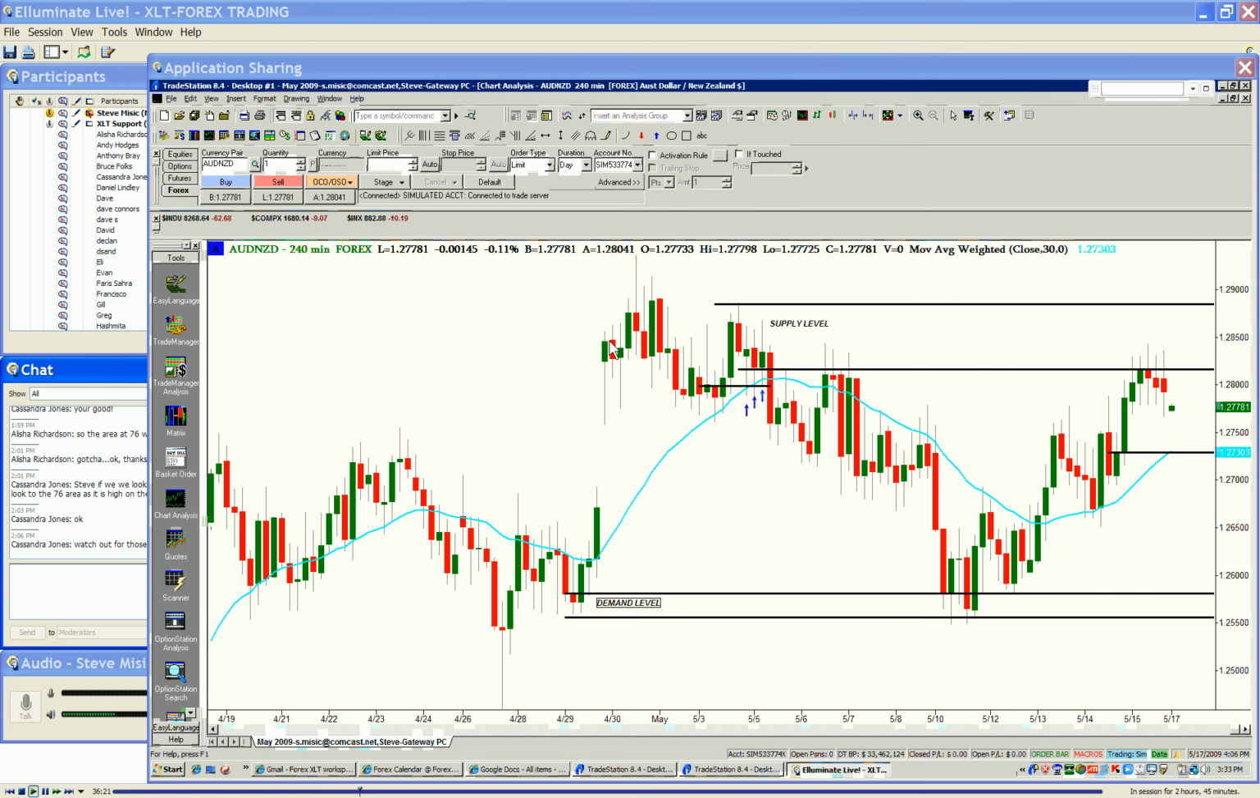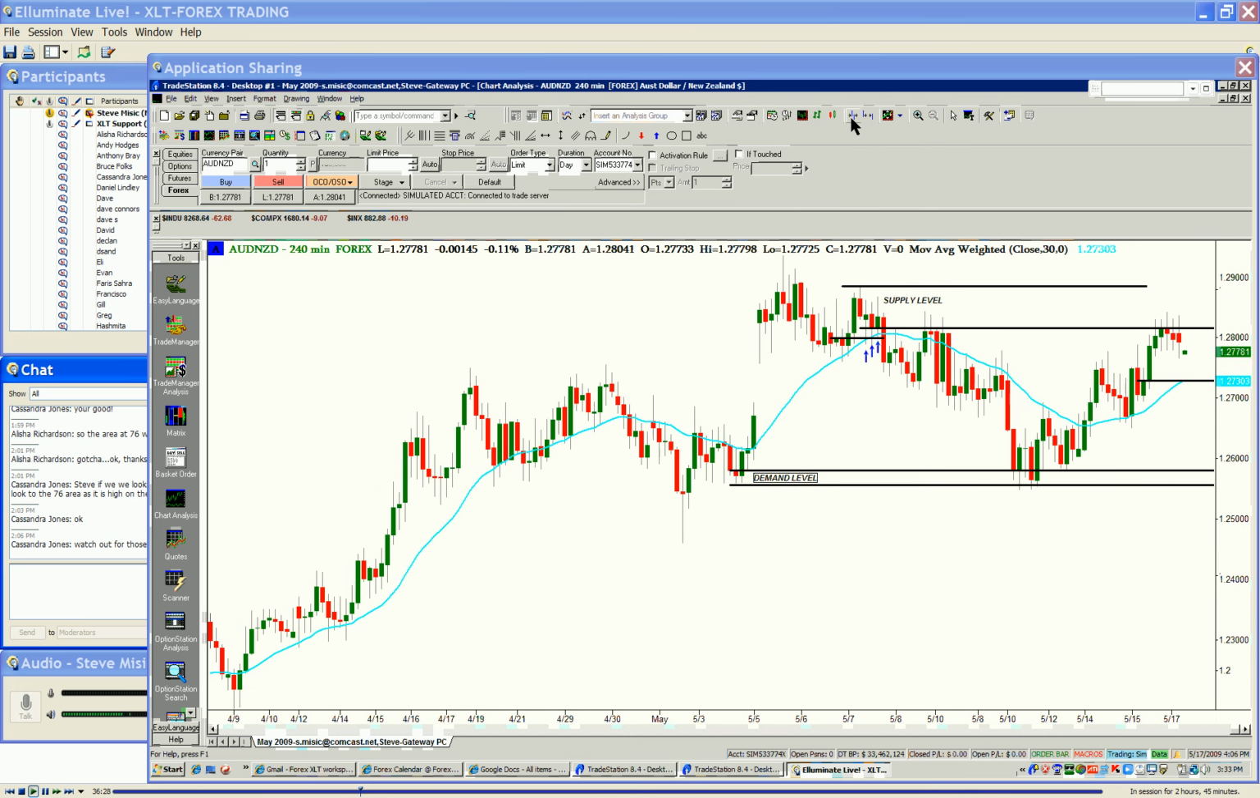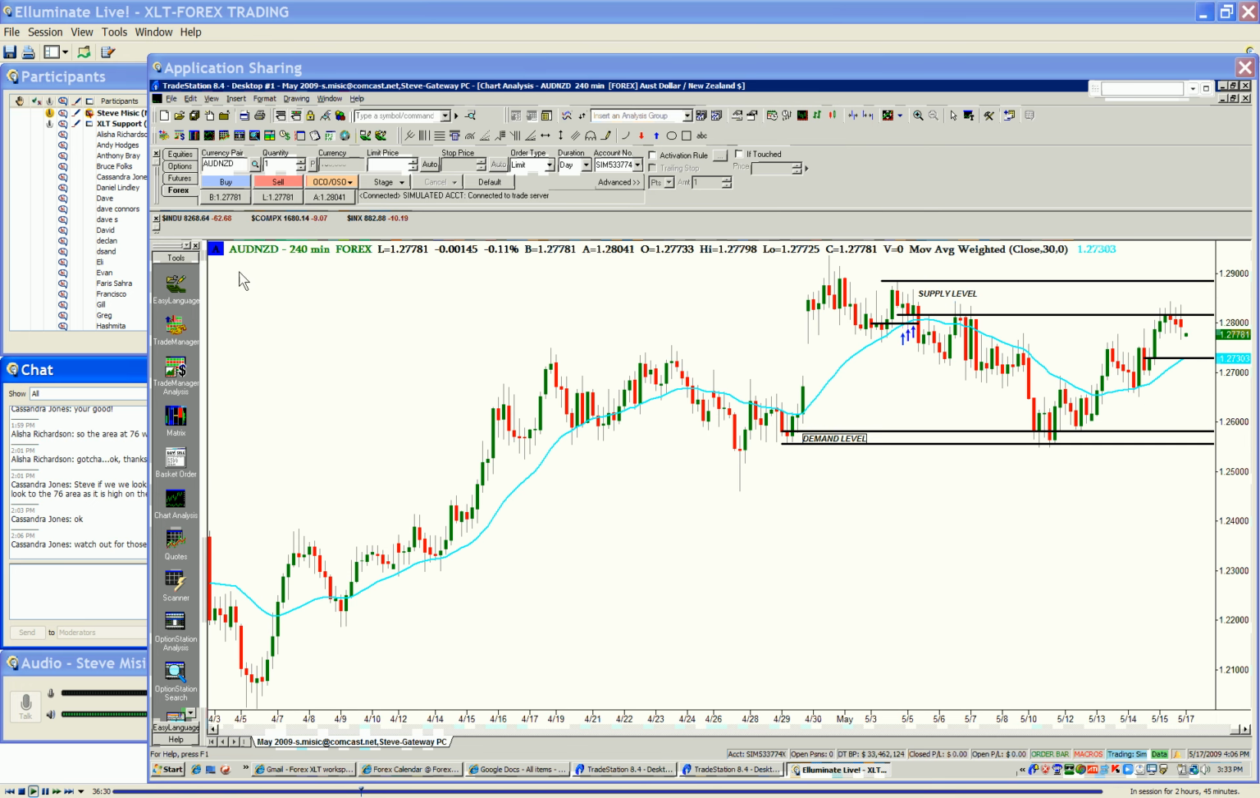Okay? So I just wanted to point that out. You'll find these demand levels. You'll really, really get good at all of the things that we're doing here, and it's still possible to have losers too. So that was our Australia, New Zealand from last week's class to today.